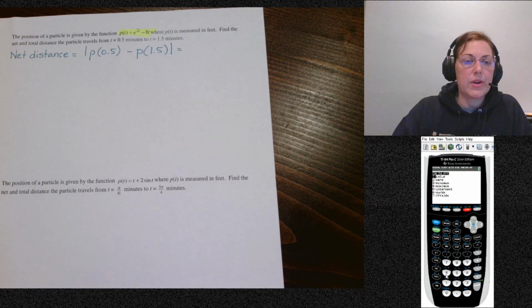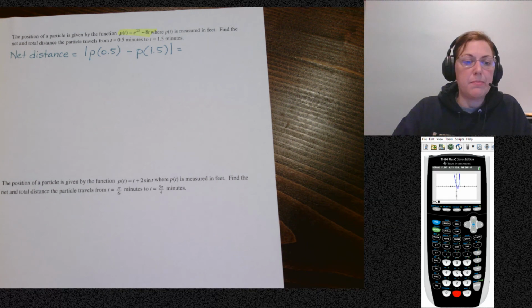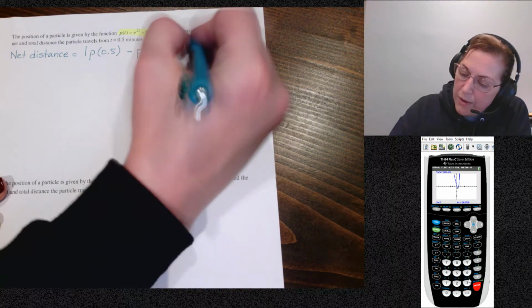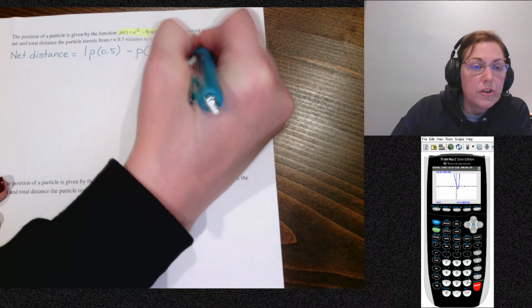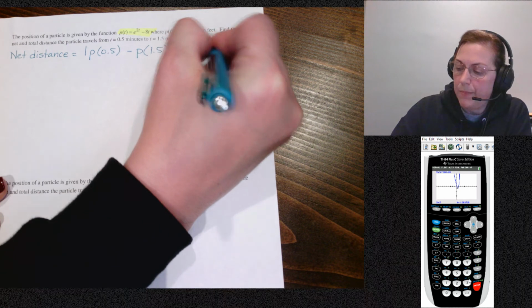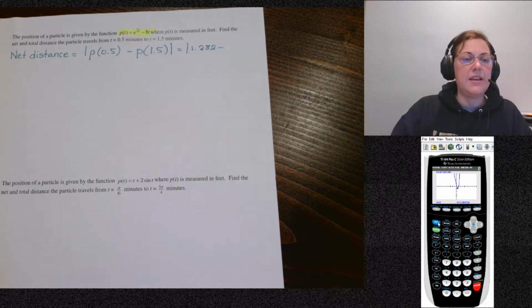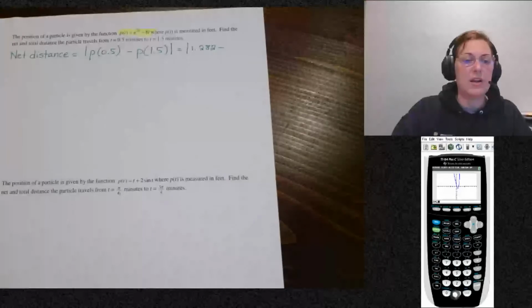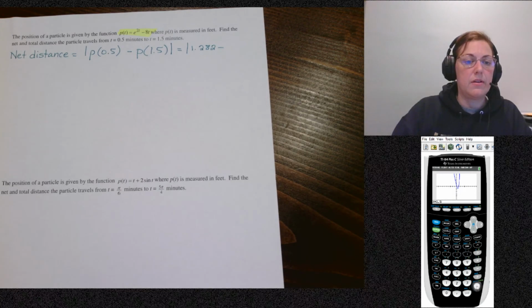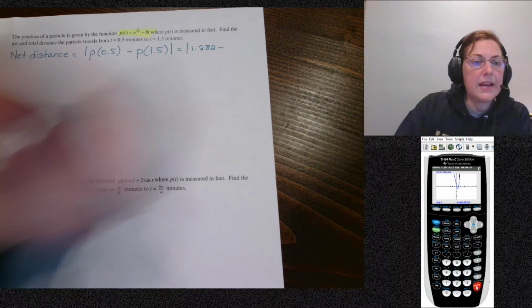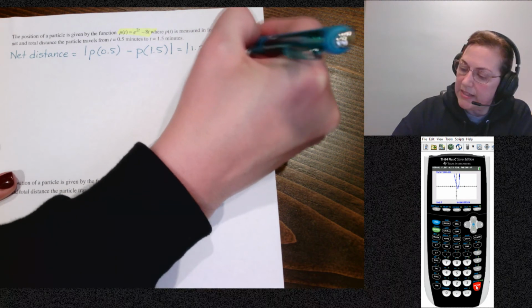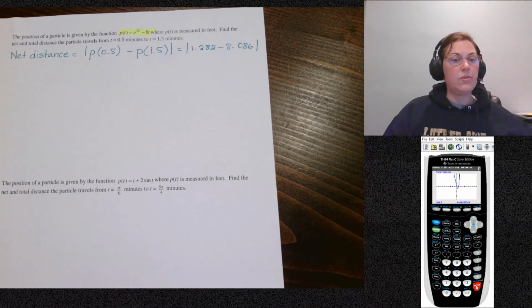Second trace, option 1. Let's put in 0.5. And that I get 1.282. And then I'll do the same thing. Second trace, option number 1. And this time I'm putting in 1.5. And I get 8.086. Now you can do the subtraction there.